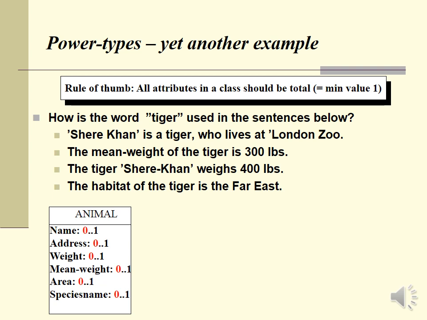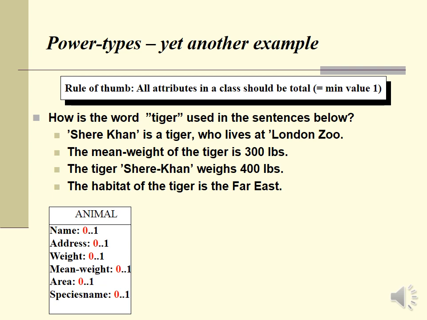If we just model all of these 4 sentences, or the information that we can retrieve from these 4 sentences, into one class, we might end up with something like the left hand side here. Animal with name, address, weight, mean weight, area, and species name. I think I've gotten all the attributes that are mentioned here, but all of them seem to be partial.